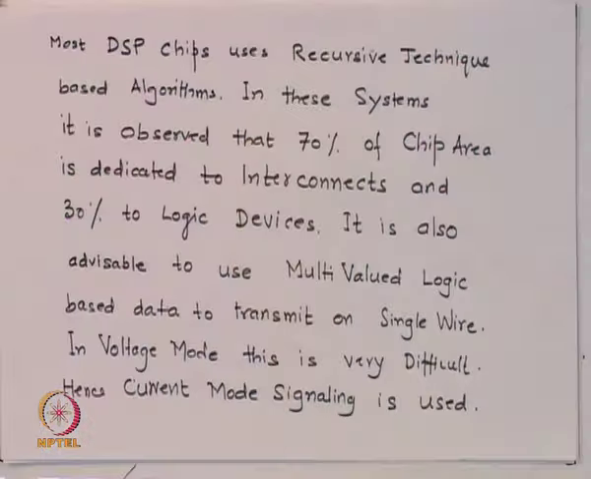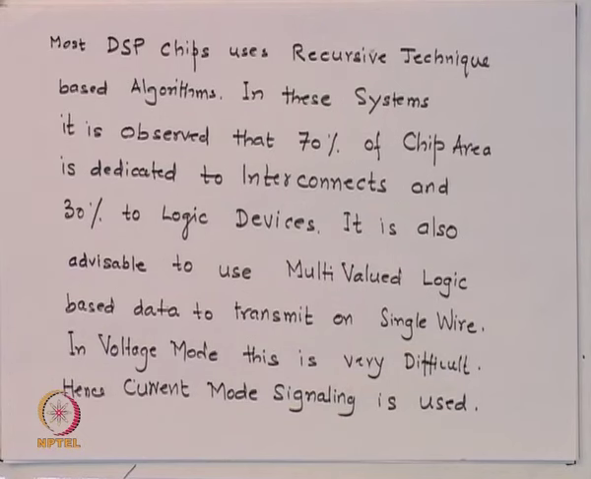Most DSP chips use recursive techniques, based on those algorithms. In these systems, it is very interesting data that 70% of the chip area is dedicated to interconnects and just 30% to the logic. It is therefore advisable to use multi-valued logic to transmit on a single line, because if you have only two levels, then you have a problem.